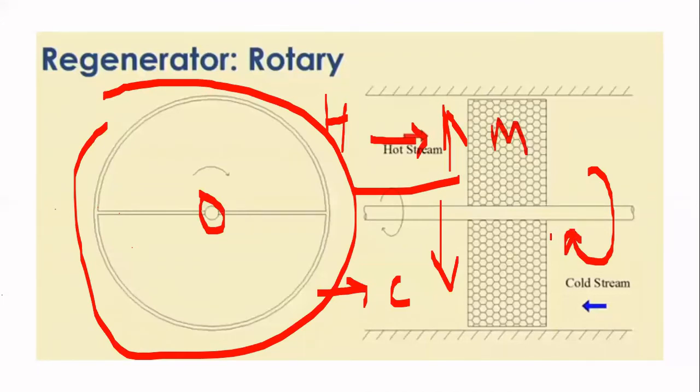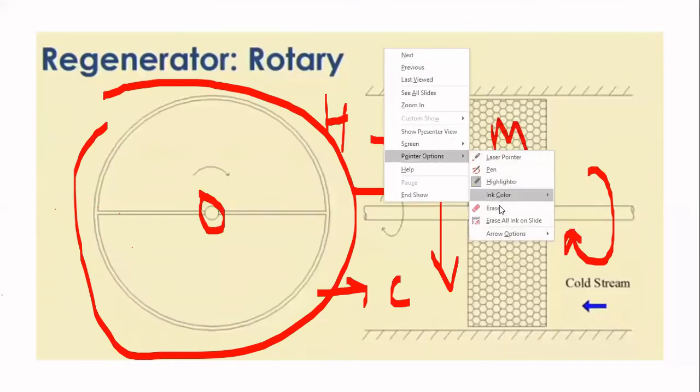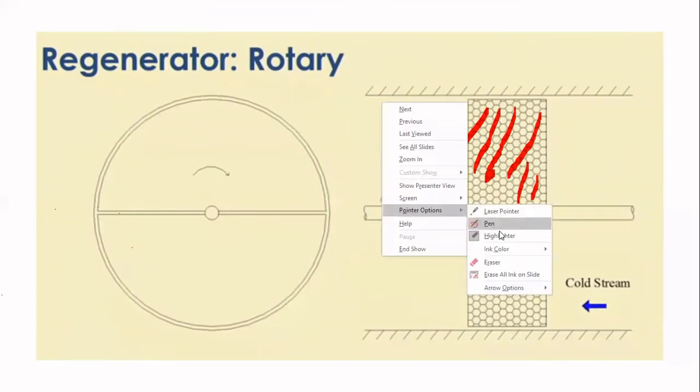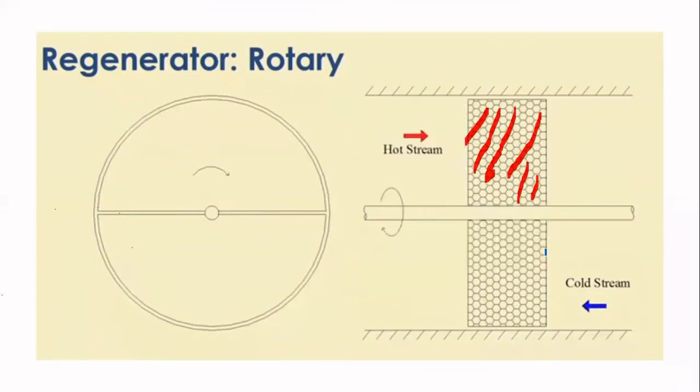Now, as the shaft is rotating, see what is going to happen. This portion is initially in contact with the hot fluid. So this will become warm. The temperature of this particular portion will be high. The bottom portion is in contact with the cold fluid. So the temperature for this one will be low.